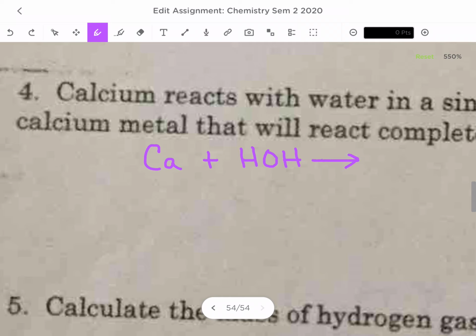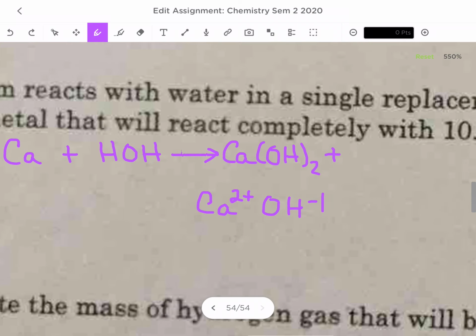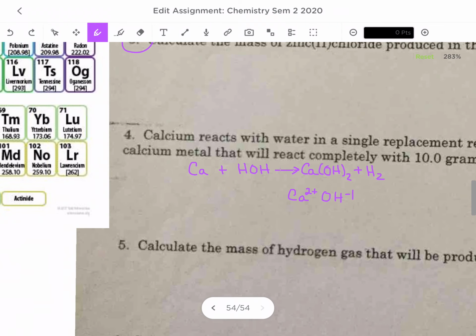Ca reacts with water, so the Ca is the positive part and the H is the positive part, so Ca is actually going to go with OH. So if I think about it, I have Ca that's 2 plus and OH that's 1 negative. So if I cross those charges, I get CaOH2. And then who's left alone? Hydrogen is left alone. And when hydrogen is by itself, it is a diatomic, so it's H2. So there's your chemical equation for that one.